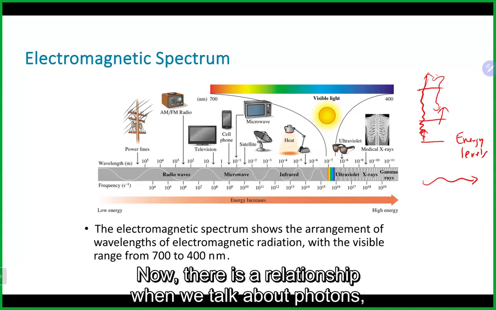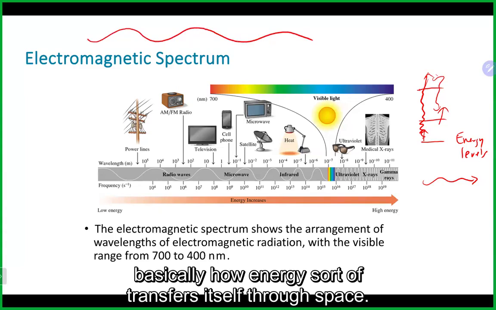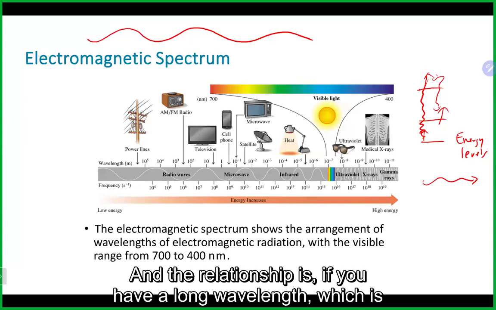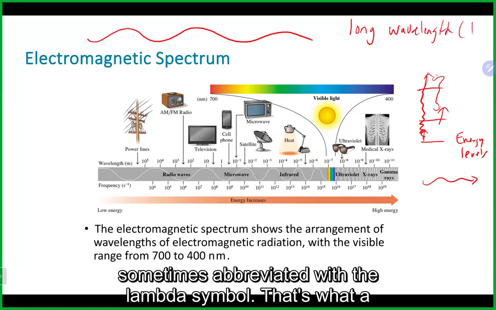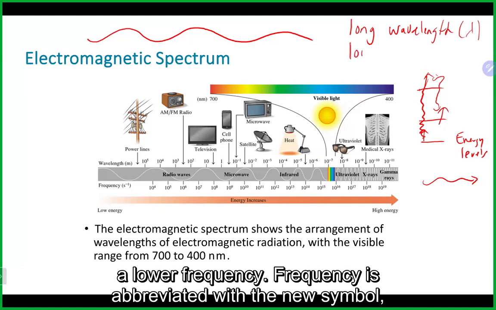Now, there is a relationship when we talk about photons, which are really waves, and waves look like that. That's basically how energy transfers itself through space. And the relationship is, if you have a long wavelength, which is sometimes abbreviated with the lambda symbol, that's what a wavelength basically is, you also have what is referred to as a lower frequency.